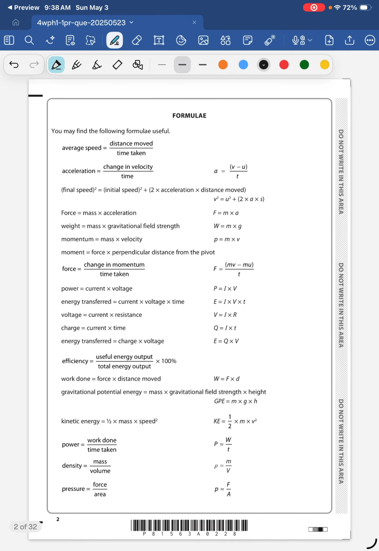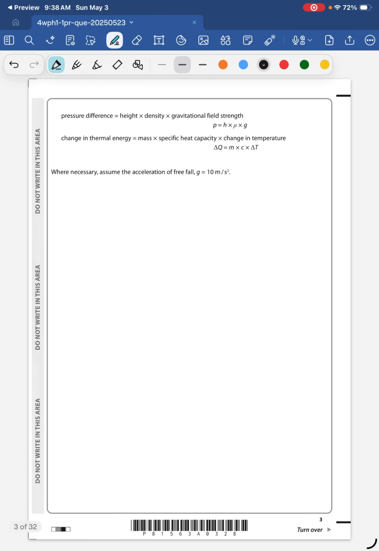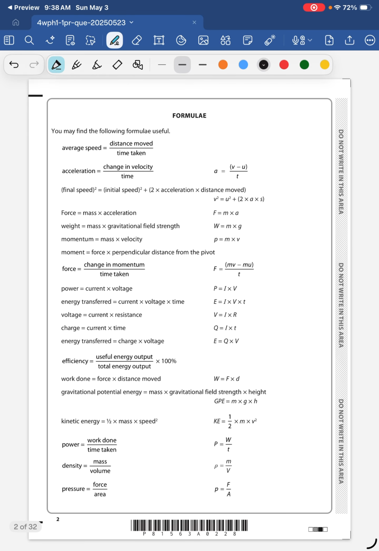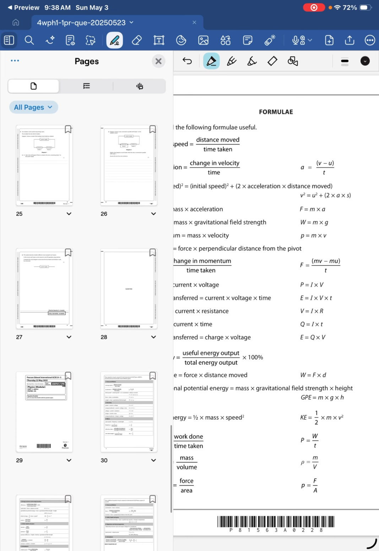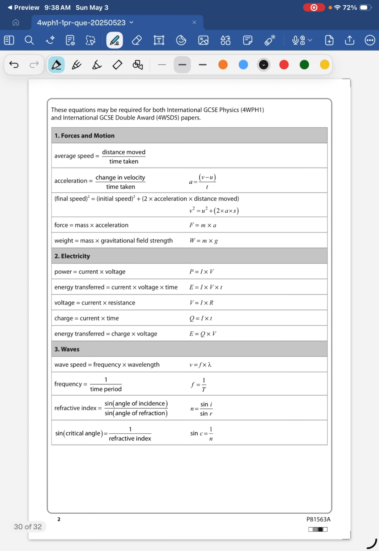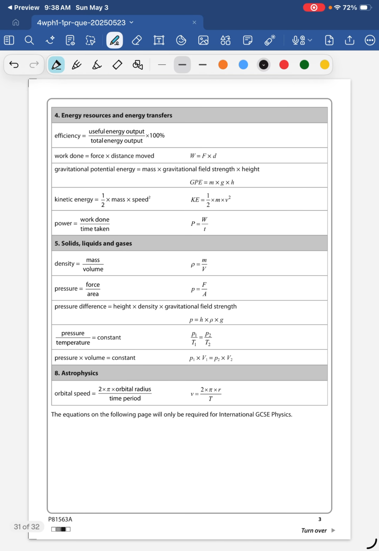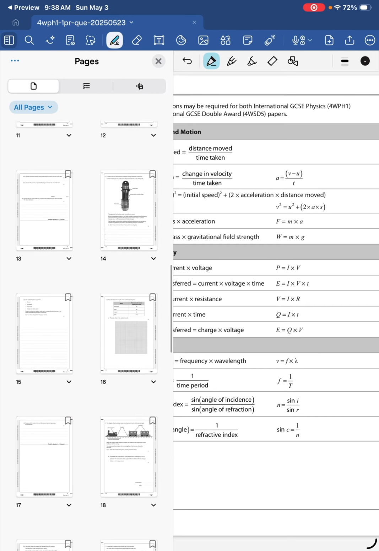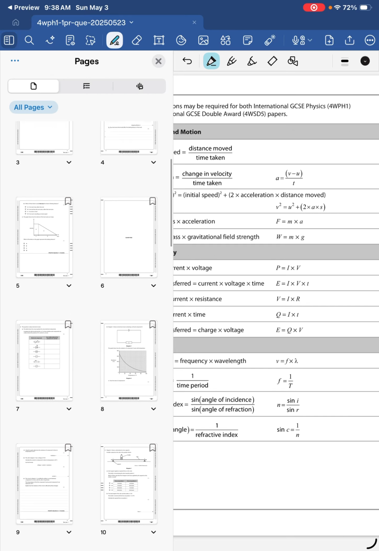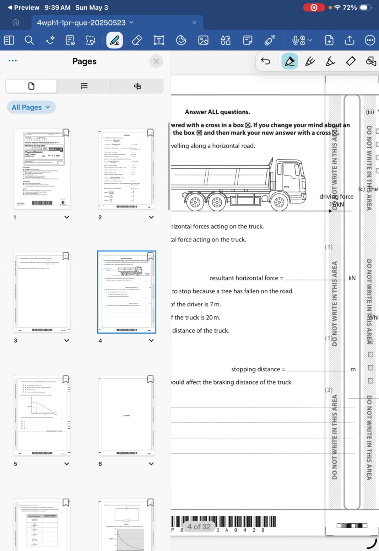And also make sure you read all the formulas, because sometimes you can find the answer just by inspecting what's available for you. For the GCSE, for some reason, they have formulas in the beginning of the test and in the back of the paper. So let's go find it. Over here, they have formulas for forces and motion, electricity, waves, and all this stuff. So let's start with problem 1. I have to go back. Where is it? Over here.